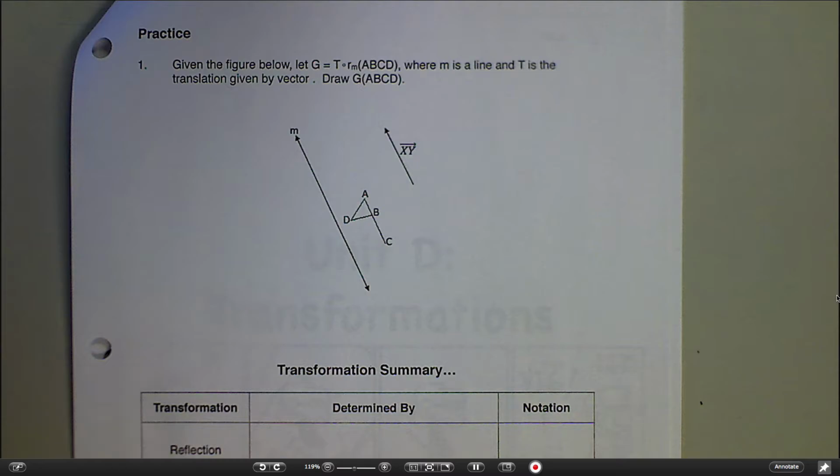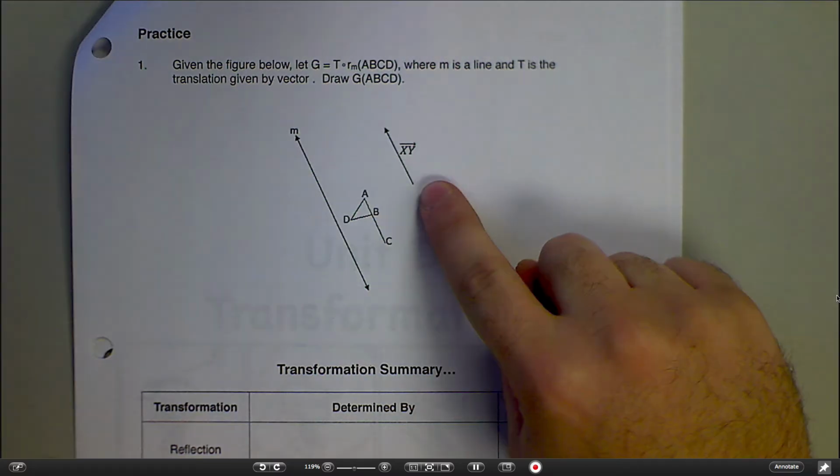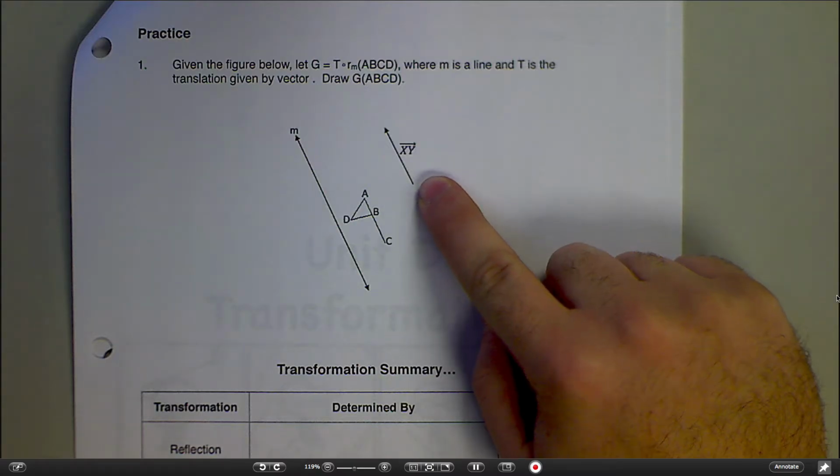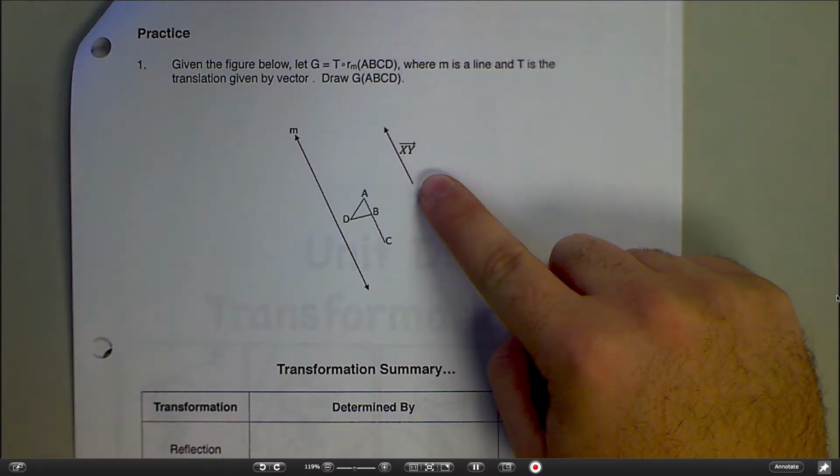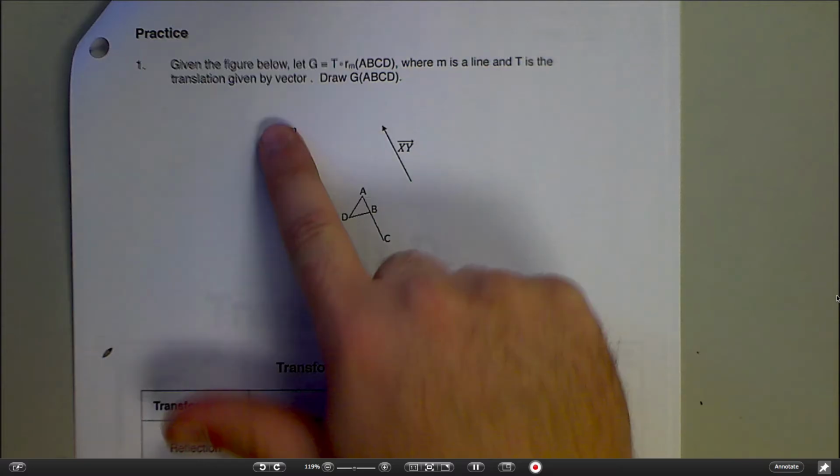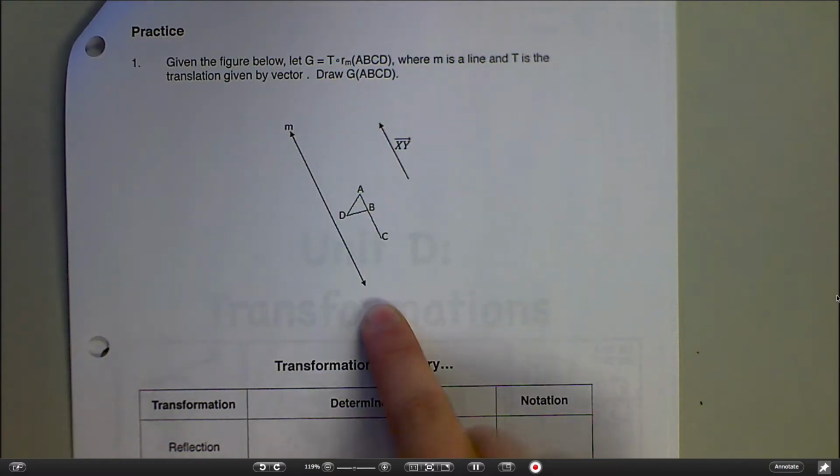So for our first one here, let's look at what the problem is asking us. We're given the figure below, and we want to let G equal a translation composed with a reflection of ABCD, where the line M is the line we're reflecting over, and T is the translation given by the vector. You'll see over here on the side, I have a small vector, x, y. That's my vector used to do the translation. The line M is going to be my reflection line. So I'm going to start by reflecting over that.